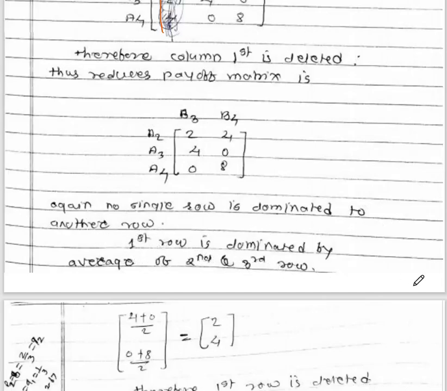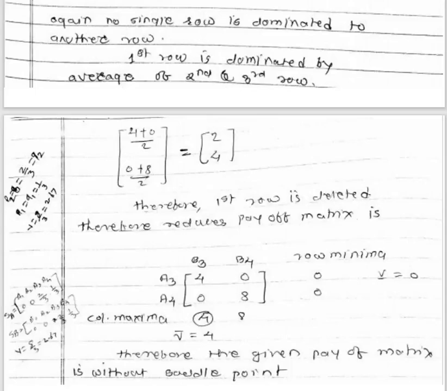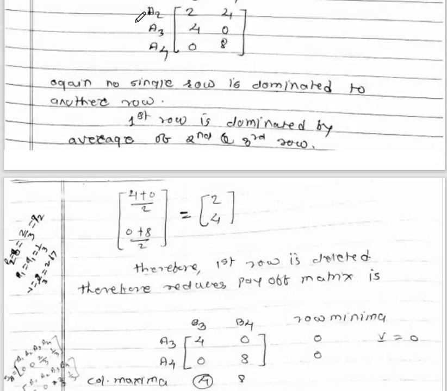The first row is dominated by the average of the second and third rows. If you observe this payoff matrix, 2 and 4, the first row is less than or equal to the average of the second and third rows. Taking the average, 4 plus 0 divided by 2 is 2, and 0 plus 8 divided by 2 is 4, so we get 2, 4. So the first row is dominated by the average of the second and third rows. Therefore the first row is deleted from the payoff matrix.